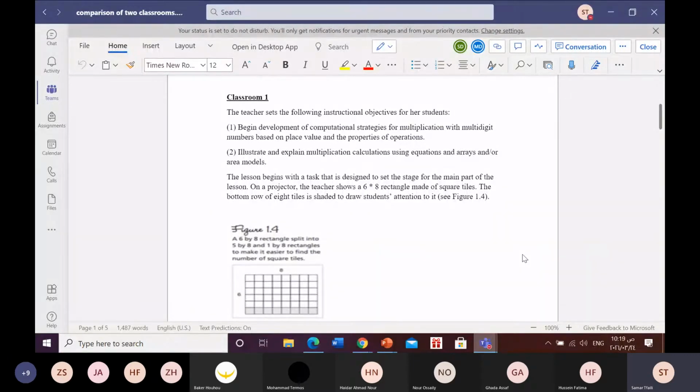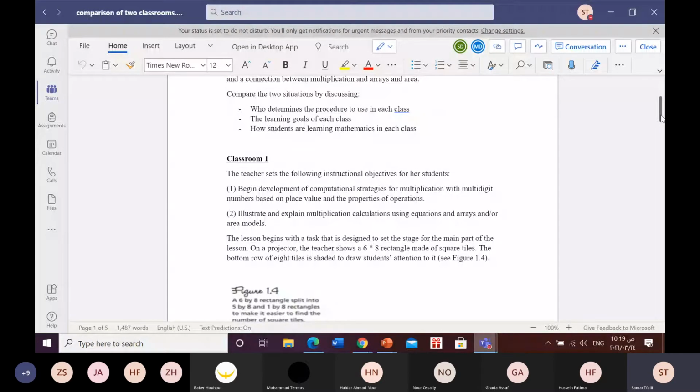Take 20 minutes, read the 2 situations and please try to answer the following 3 points. Who is determining what procedure to use in each class? What is the objective in each session? And how are the students learning, in which way, in each class? You can open the document. Now it is 10:03; at 10:40 I will go back to you. Okay?